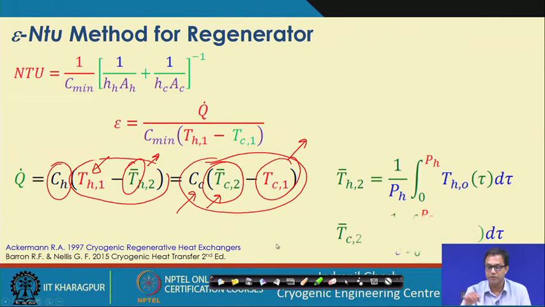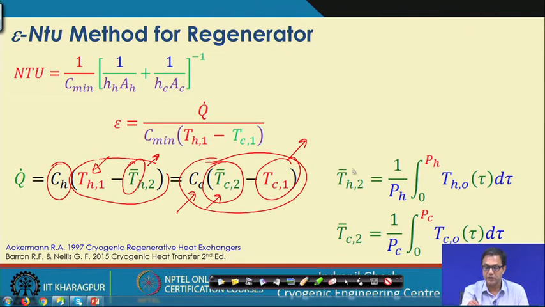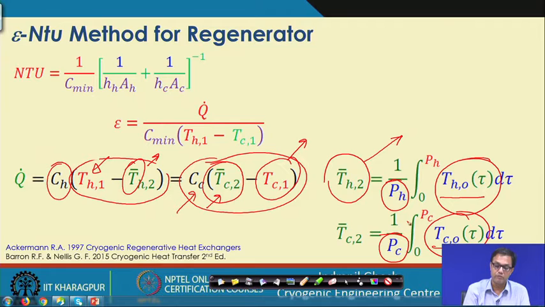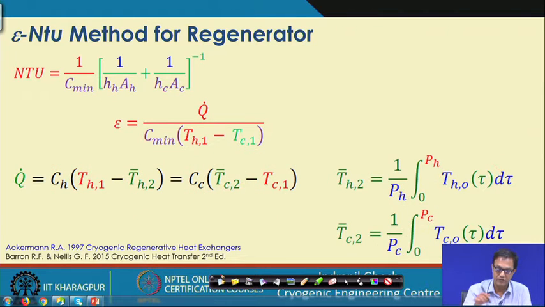Here is the formula for the hot and cold fluid exit temperatures. Here you can see that TH2 is averaged over the hot cycle duration, and TC2 is averaged over the cold cycle duration, and this is how THO and TCO are changing. But we are not going into the details of this temperature profile, as we have said. We will be using the final outcome of these expressions, and we will see how we can utilize this.